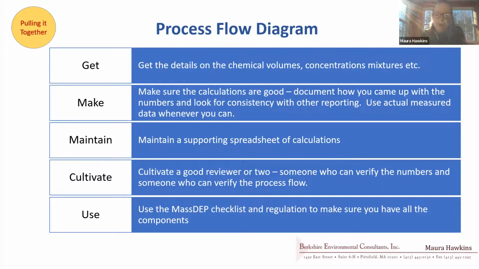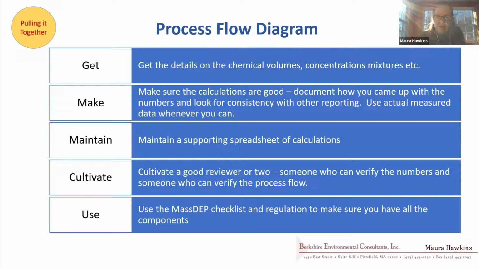So go through. Once you get to the point where you've done your walkthrough and you've had a meeting, you have to go back, and again, it's an iterative process. So you're going back and getting the details on the chemical volumes, the concentrations, the mixtures. There are spreadsheets out there, I'm sure multiple spreadsheets, that you're going to get. You're going to use those as they are, or you're going to reformat them into something that's useful for you. Make sure the calculations are good.